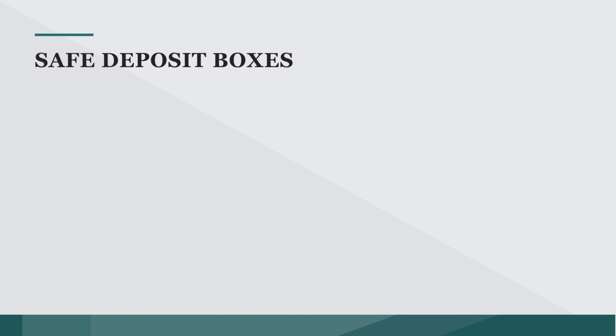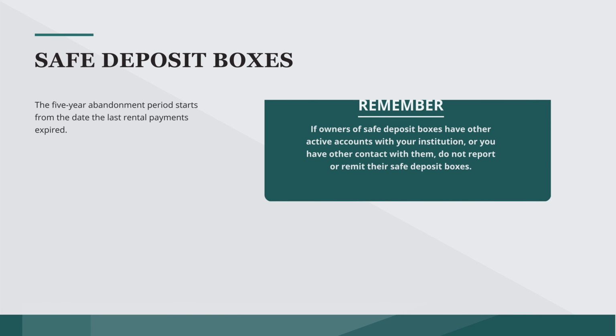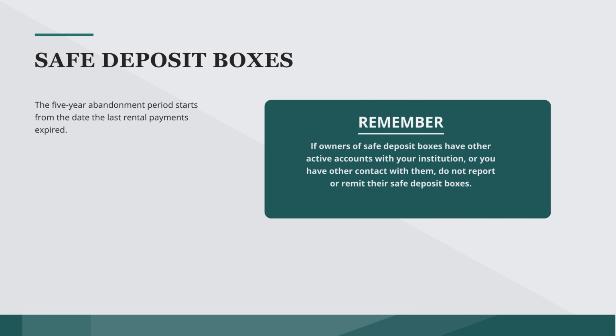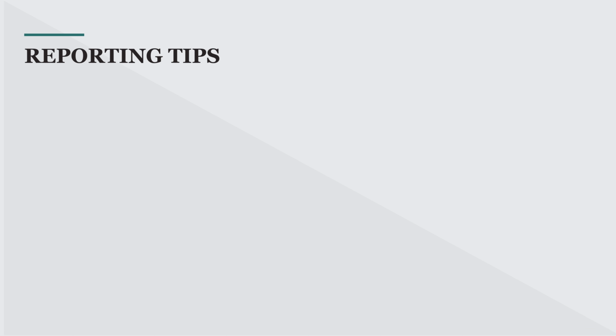Safe deposit box accounts have a 5-year abandonment period that begins when the last rental payment was due and went unpaid. But remember, if the owners have other active accounts at your institution, or there is a recorded communication with the owner, do not report their property. All reports and payments are due on July 1st of every year.